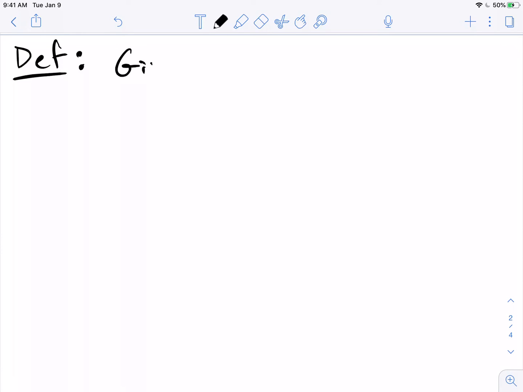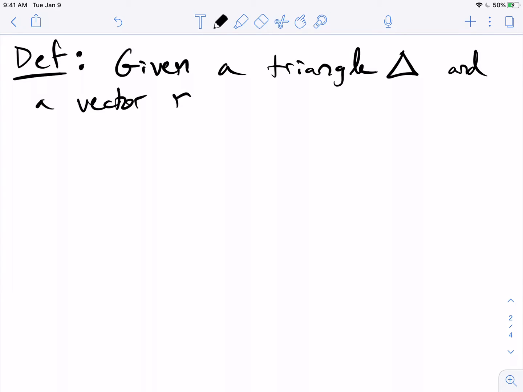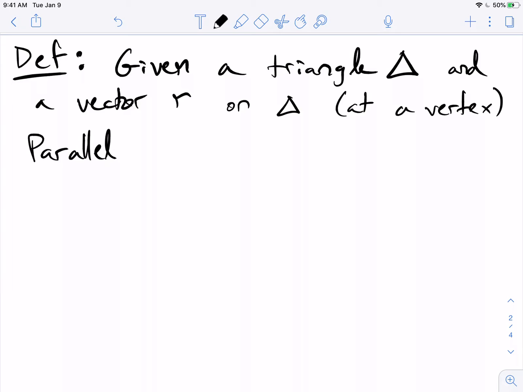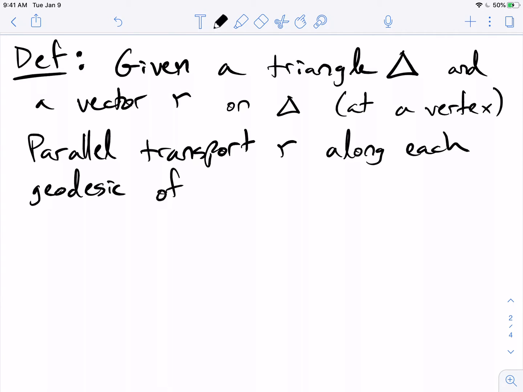So here's the official definition of holonomy. Given a triangle delta and a vector r on delta, we might as well start at a vertex just to keep things simple. So the vector r has its base at one of the vertices of the triangle. Then what I want to do is parallel transport along each of the three geodesics. I'm always going to go counterclockwise. If you go clockwise, it might potentially change the answer. Until you return to your starting point.